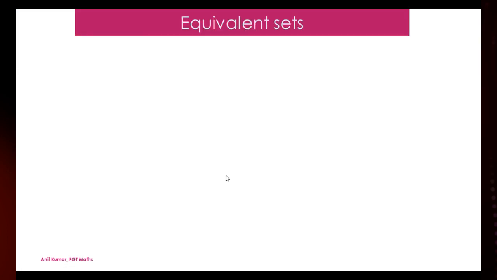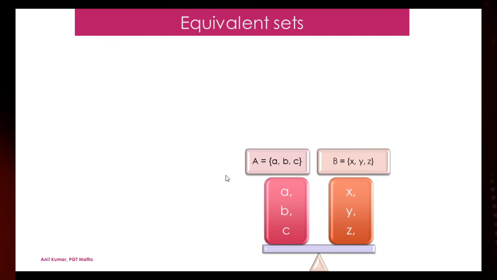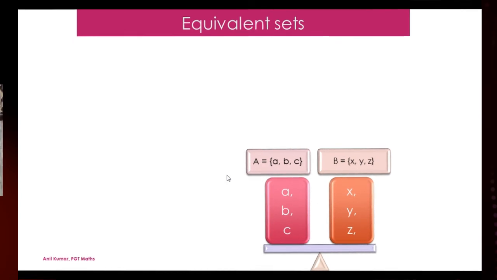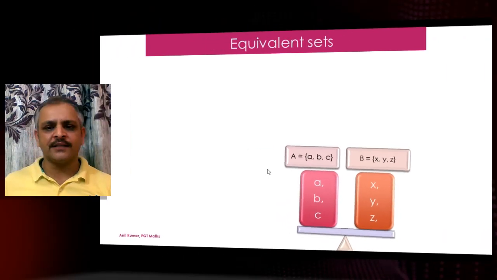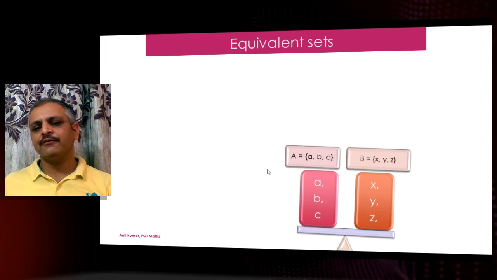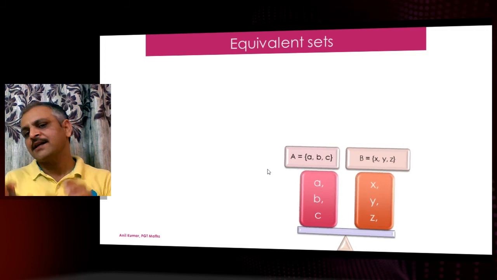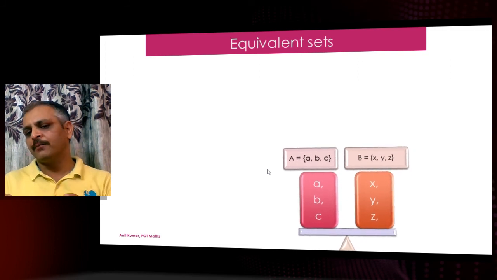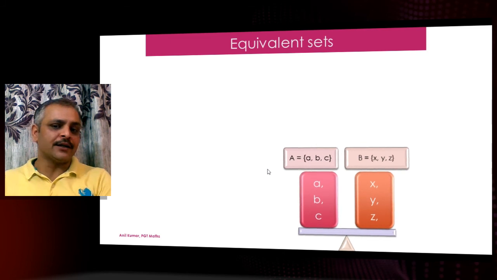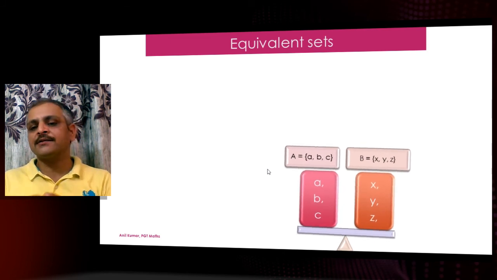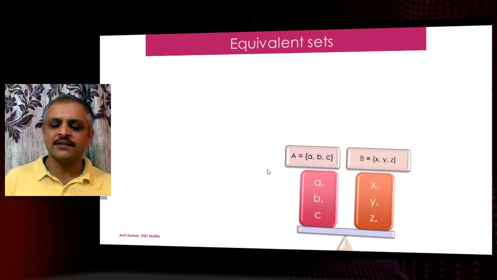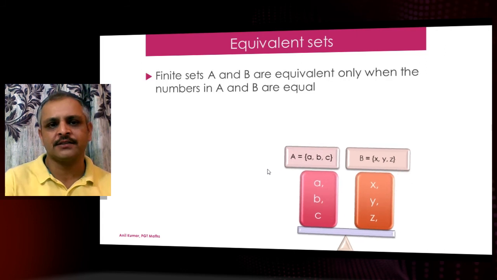So our next is equivalent set. What is an equivalent set? Let's understand with an example. Here I have taken two sets, set A and B, where set A has the elements A, B and C, and set B has the elements X, Y, and Z. And as you can see from the animation, both the sets have equal cardinal number. Number wise they are equal, even though their elements are not similar. So such an example of sets is known as equivalent sets.